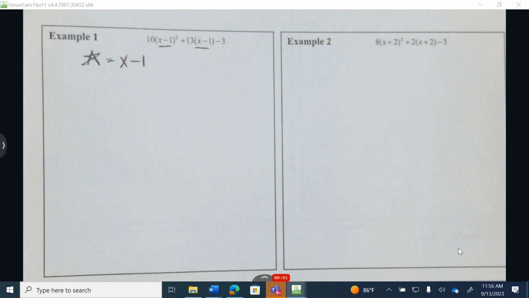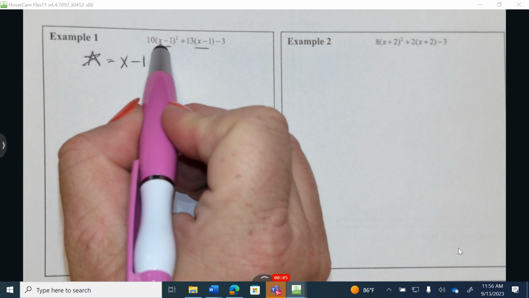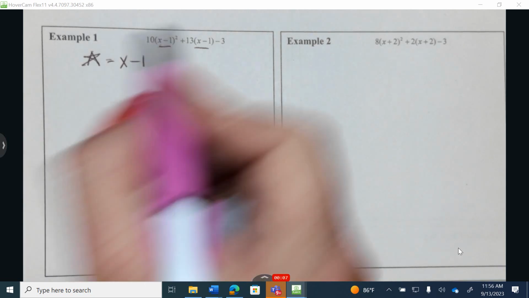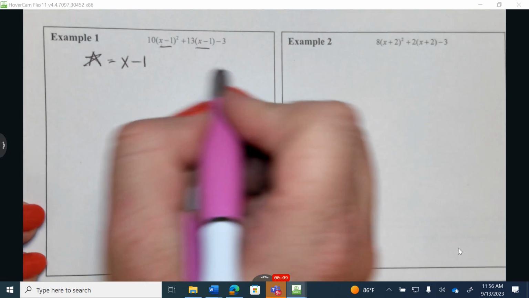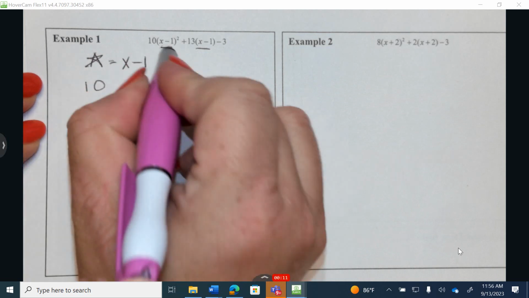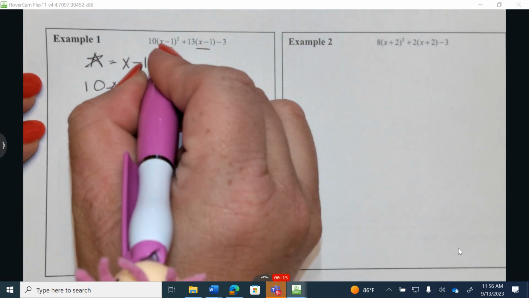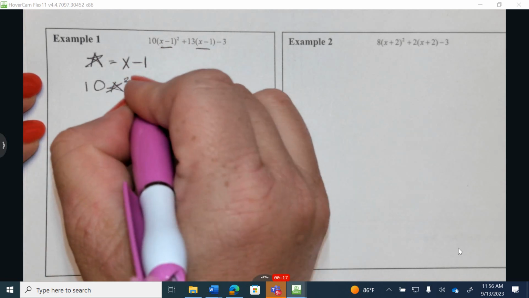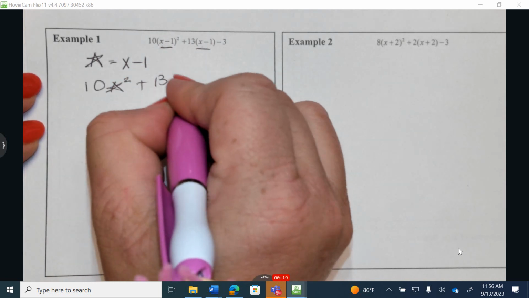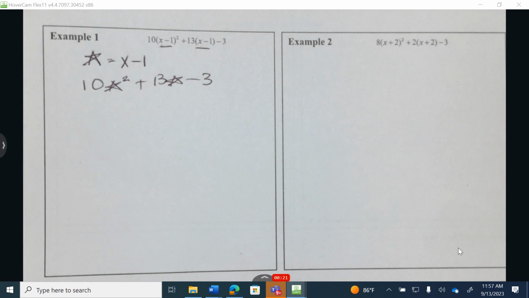On factoring expressions number 6 and example 1. I'm going to let the quantity x minus 1 equal star, and I'm going to rewrite this expression. Please do this with me. 10, but I'm not going to put the quantity x minus 1. I'm going to write 10 star squared plus 13 star minus 3.